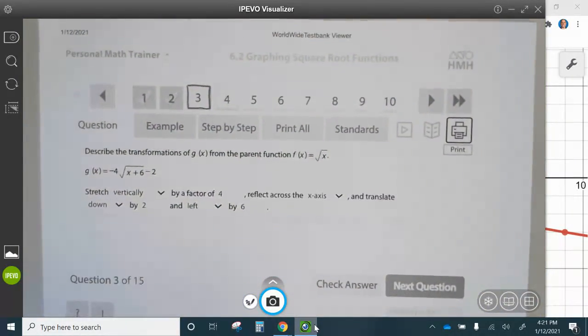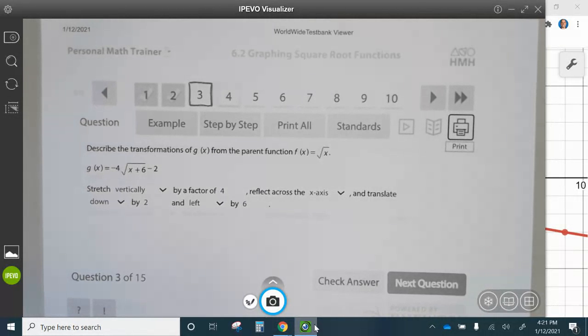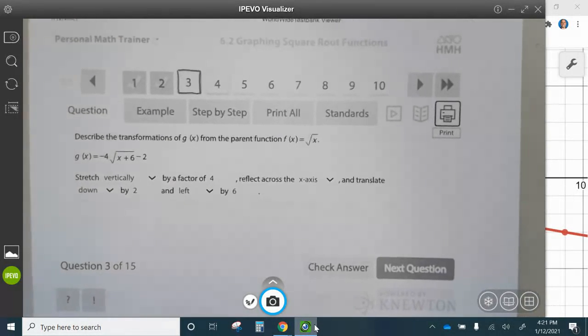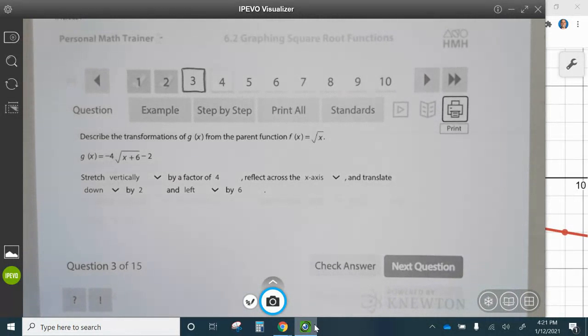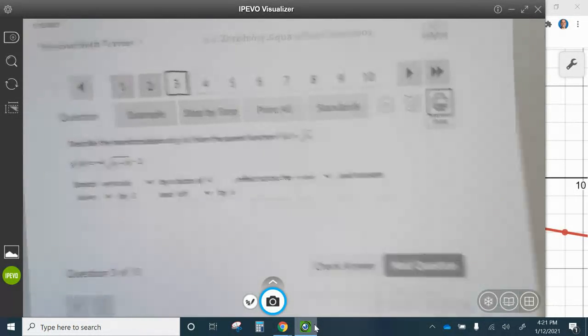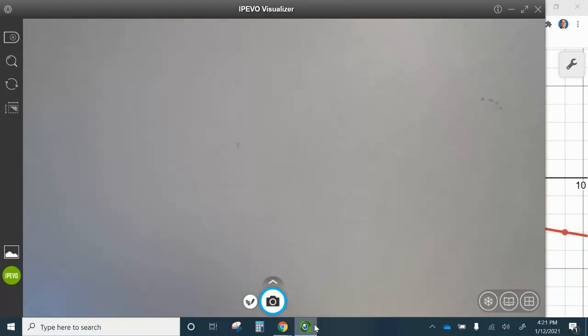Describe the transformation of g of x from the parent function f of x equals the square root of x, when g of x equals negative 4 times the square root of x plus 6 minus 2. It's a stretch vertically by a factor of 4, reflect across the x-axis, and translates down by 2 and left by 6. All right, let's take a look at question number 4.